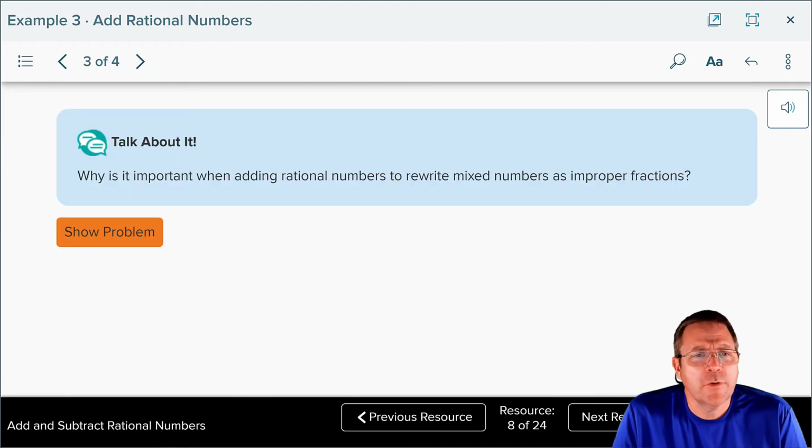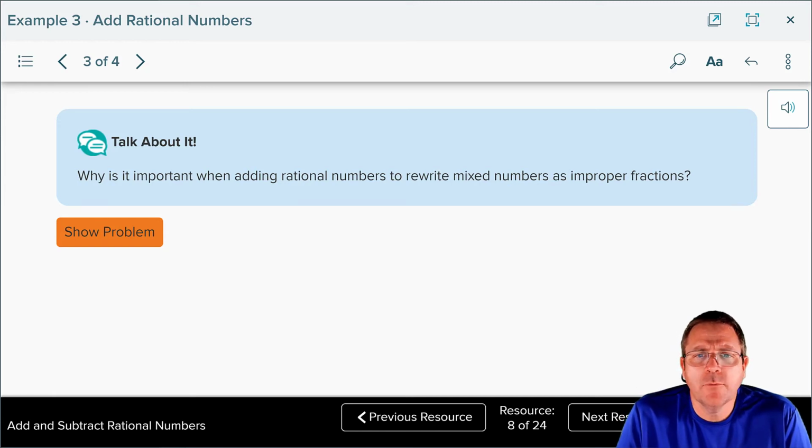Our talk about it says, why is it important when adding rational numbers to rewrite the mixed numbers as improper fractions? It really prevents a lot of mistakes as far as carrying and borrowing and things of that nature that you would have to do. And we're not going to go too deep into that, but we may talk about it at some point later.